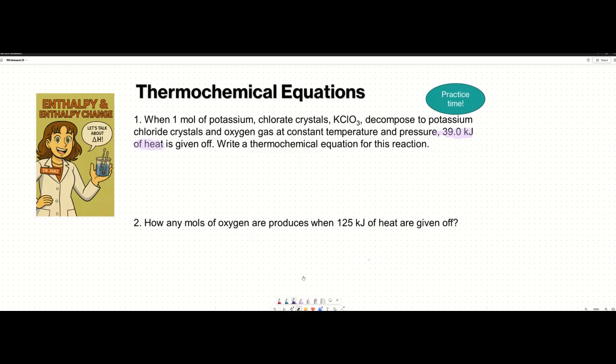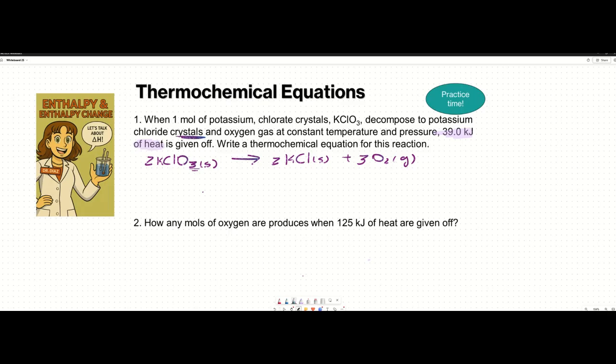So let me just grab a pen over here. First I'm going to write down the reaction. So I have potassium chlorate, and it's a solid because it's a crystal, and it's decomposing into potassium chloride, which is solid as well because they say crystals over here, and oxygen gas, right? So we need to balance. We have oxygens over here, so we're going to put 3 and 2, so I have 6 oxygens over here, but now I have 2 potassium, so now it's well balanced.